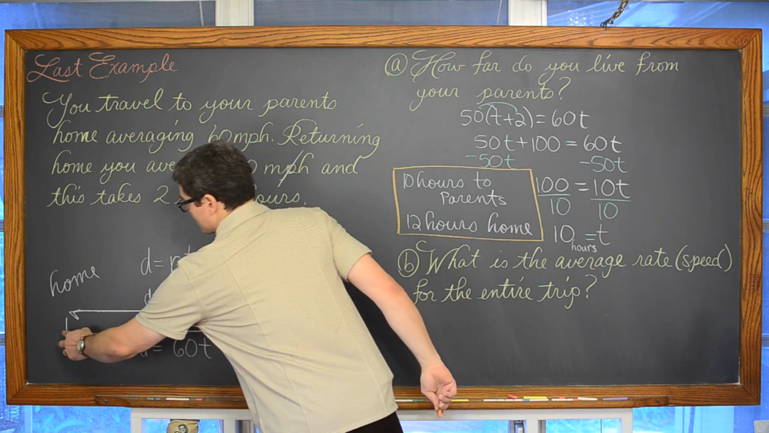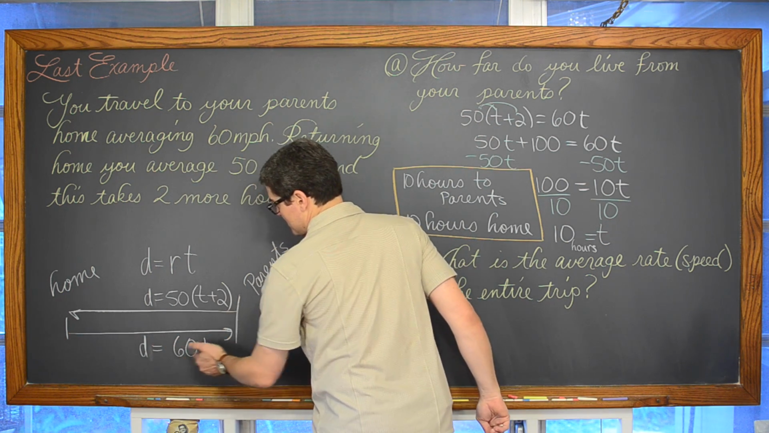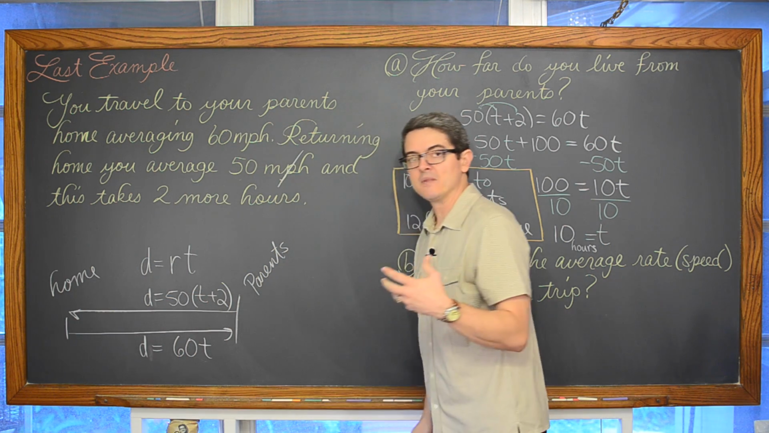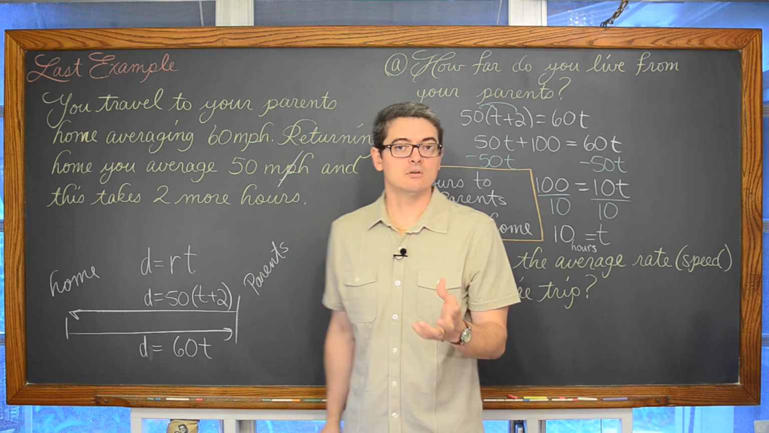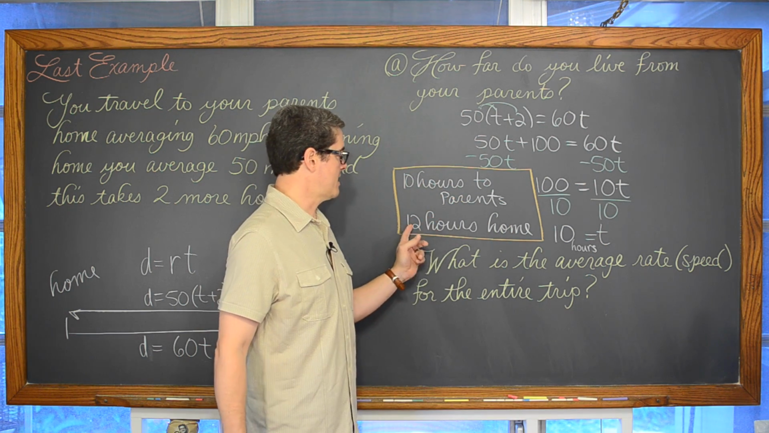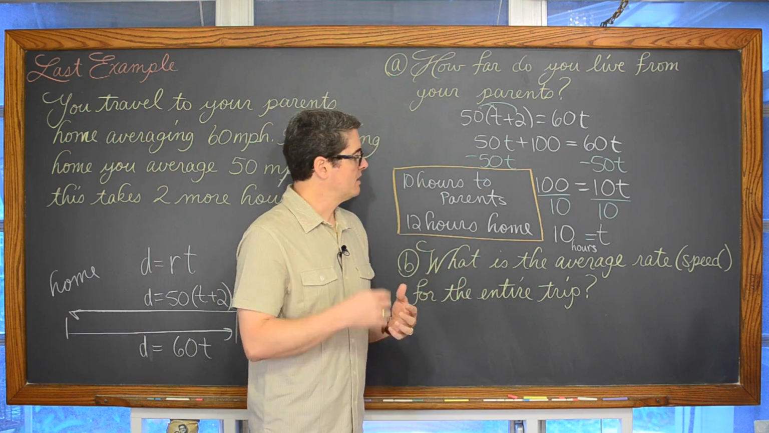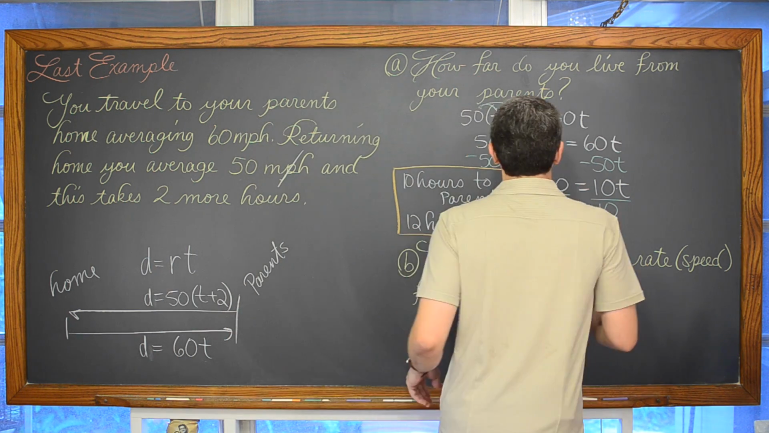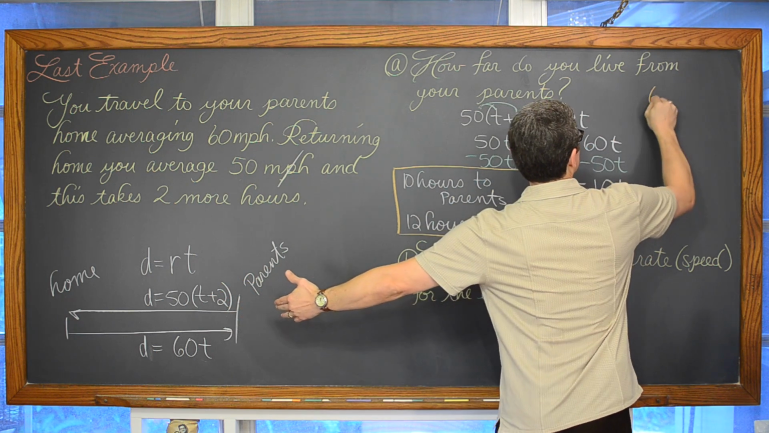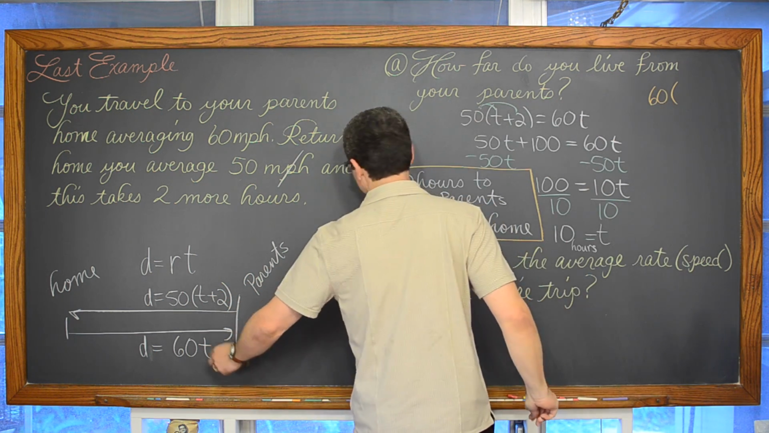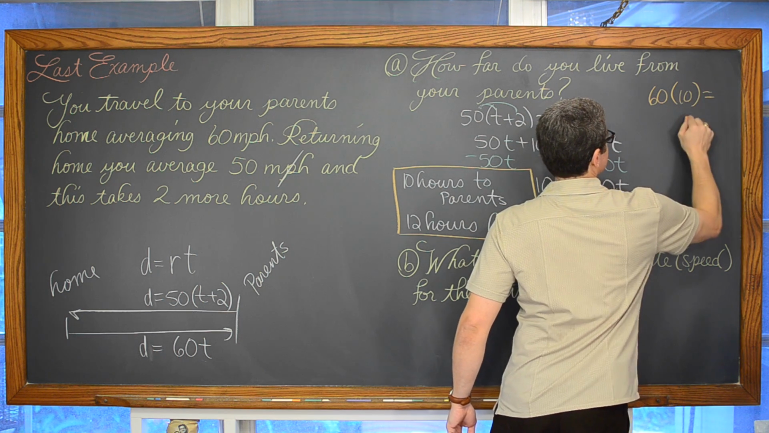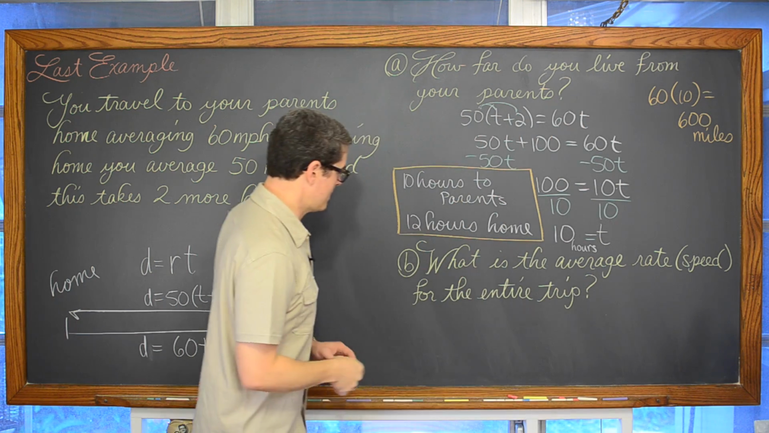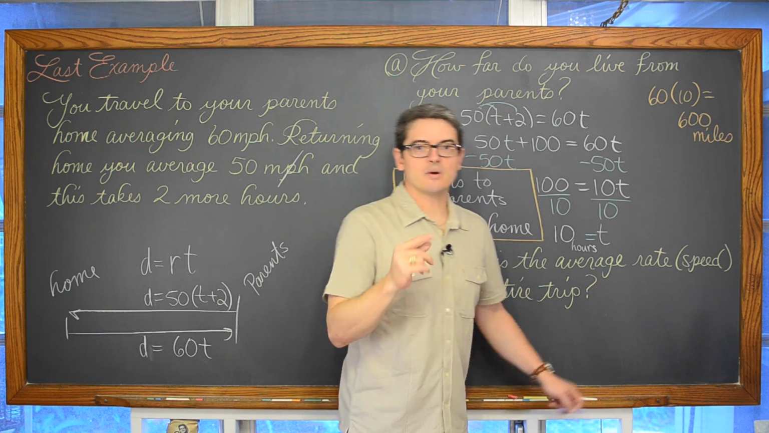Well, again, the distance from home to parents is d equals 60t, or parents to home is d equals 50 times t plus 2. So really, I'm actually going to check my answer of time is equal to 10 to parents and 12 to get home. I'm actually going to check that in the way that I'm going to answer this question. How far do you live from your parents? Well, I live from my parents 60 times the number of hours to get there, which is 10. So that comes out to be 600 miles.